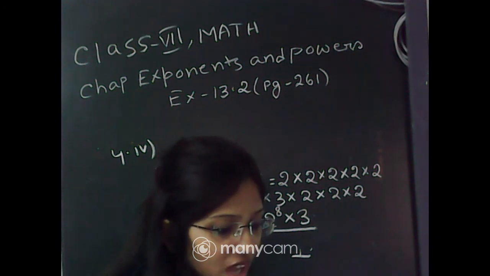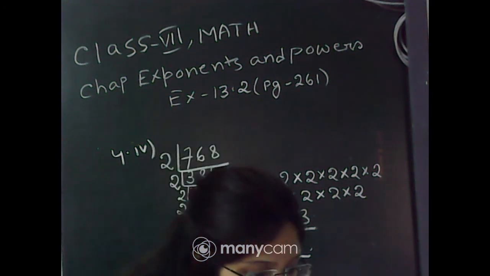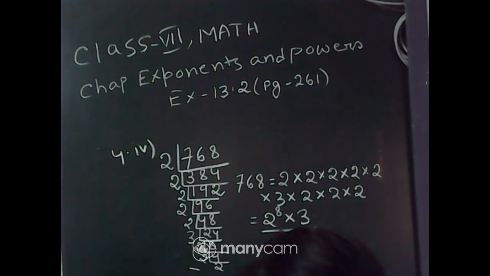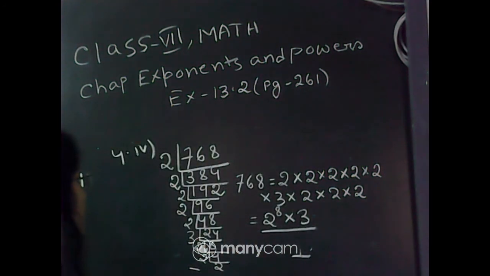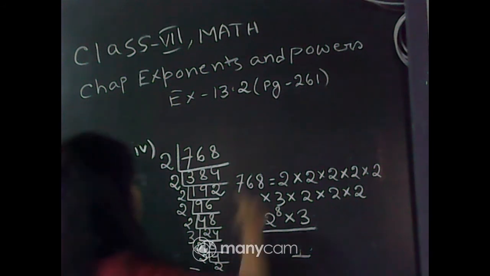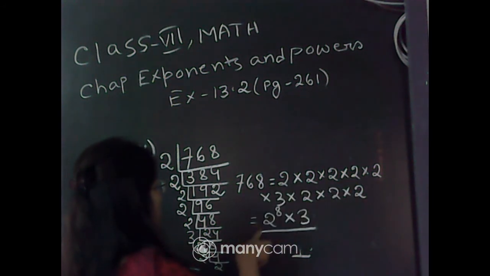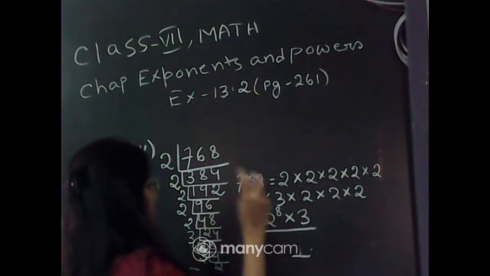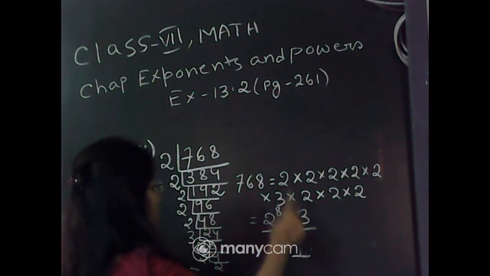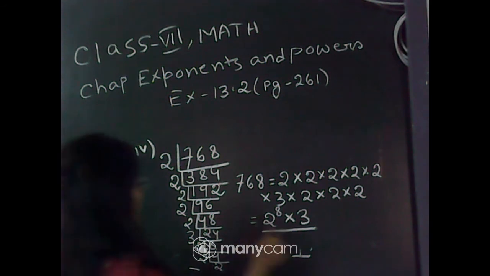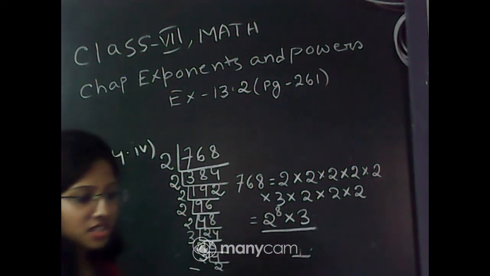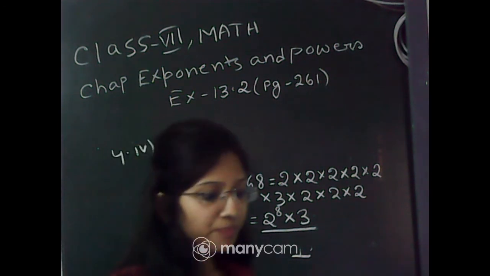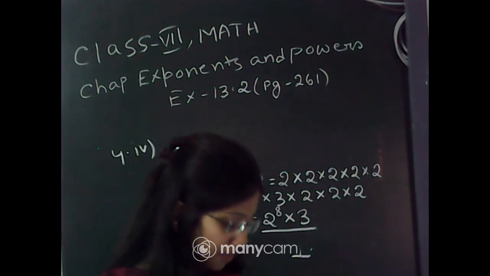Any problem? If you have any doubt, you can ask me. Yes, the answer is 2 to the power 8 into 3. Here 2 is 8 times, so the power of 2 will be 8, and 3 is 1 time, so the power of 3 will be 1. And this is the exponential form of the number 768. Clear? Up to this portion, any problem?